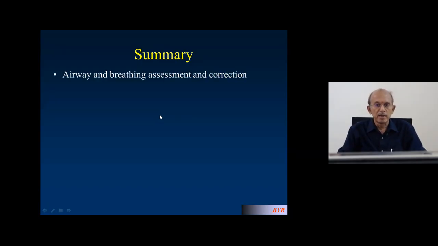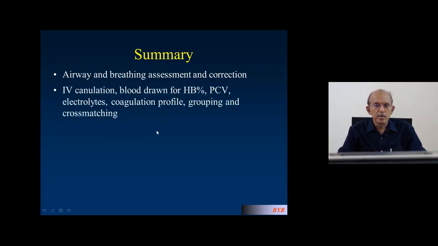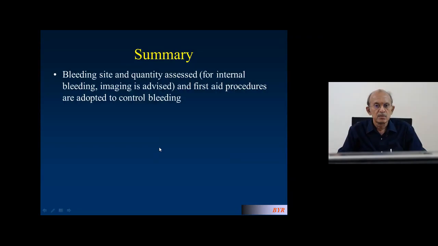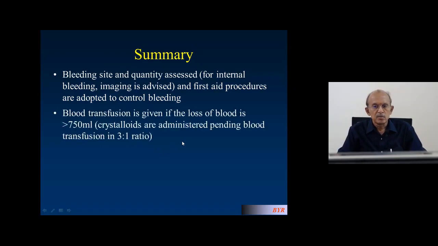So summary of management: airway and breathing assessment and correction, IV cannulation, blood drawn for hemoglobin percentage, PCV, electrolytes, coagulation profile, grouping and cross matching. Ringer lactate started. Bleeding site and quantity assessed. For internal bleeding, imaging is advised, and first aid procedures are adopted to control bleeding.